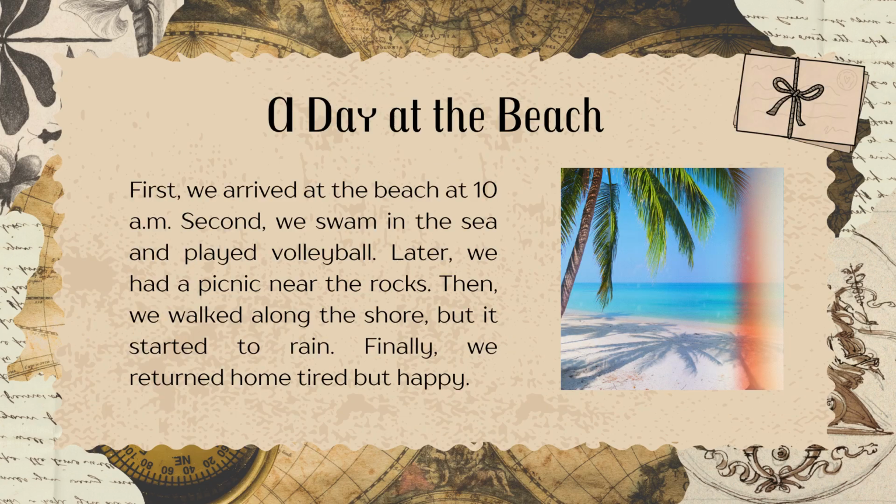Let's look at an example of a personal past event, a day at the beach. First, we arrived at the beach at 10 a.m. Second, I swam in the sea and played volleyball. Later, we had a picnic near the rocks. Then we walked along the shore, but it started to rain. Finally, we returned home tired but happy. Notice the use of sequence markers and connectors to organize the story.